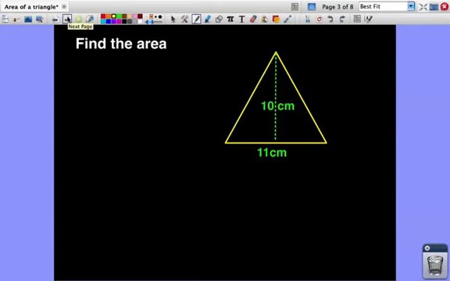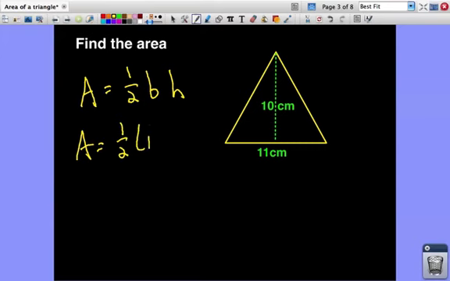Now I've got a triangle that's not a right triangle, but it looks like I have my perpendicular height right here, and it is 10 centimeters. So my perpendicular height is 10 centimeters and my base is 11 centimeters. Again, I'm just going to use my formula. Area equals 1/2 times the base times the height, so my area equals 1/2 times 11 times 10. I could do 11 times 10, but that's a little bit more work, and then taking half of that might be a little difficult.